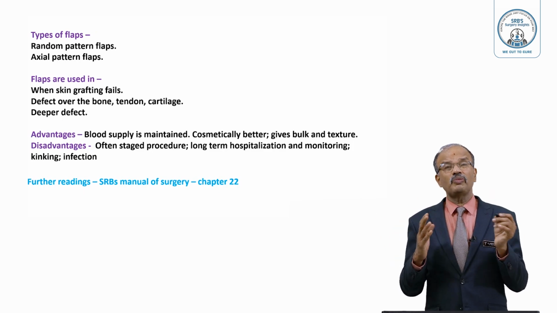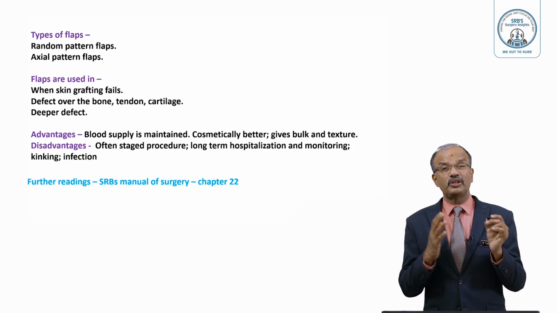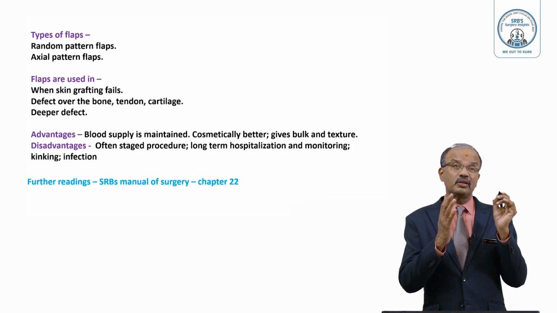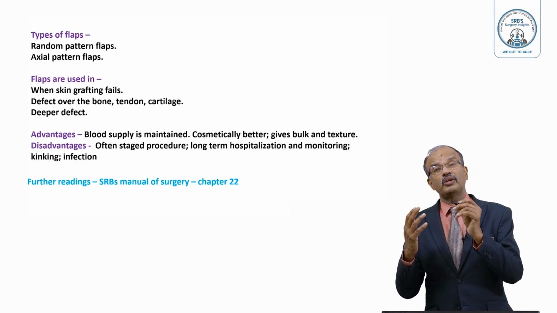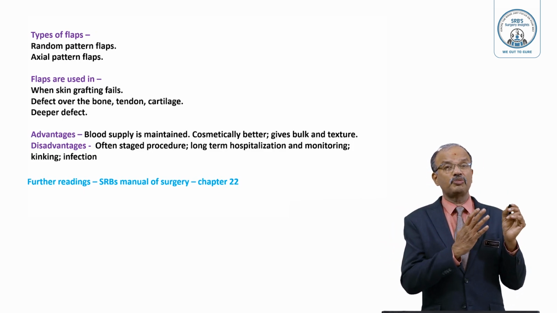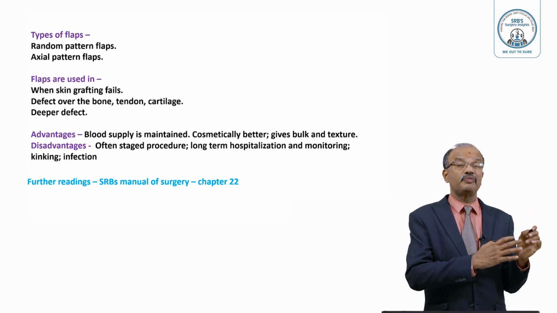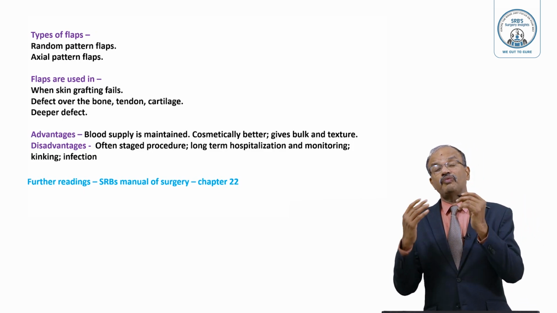And a lot of MCQs will be asked from this reconstruction chapter, because for each flap, they ask what is the blood supply of the forehead flap, what is the blood supply of the pectoralis major myocutaneous flap, what is the blood supply of the deltopectoral flap, what type of flap it is.